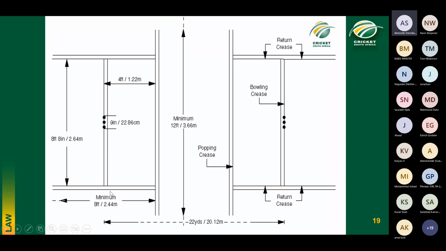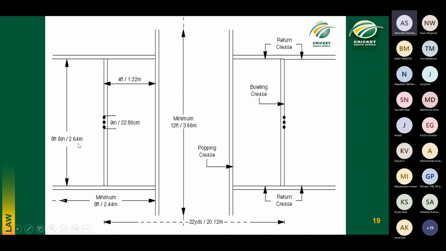When it comes to the return crease, return creases are a minimum of 2.44 meters. All the law tells us is that it needs to be a minimum of 2.44 meters. The return crease can go up until the boundary edge, but the law only tells us the minimum, 2.44 meters. The popping crease has a minimum length of 3.66 meters. It can go right up until the boundary, but all the law tells us is the popping crease needs to be a minimum of 3.66 meters.